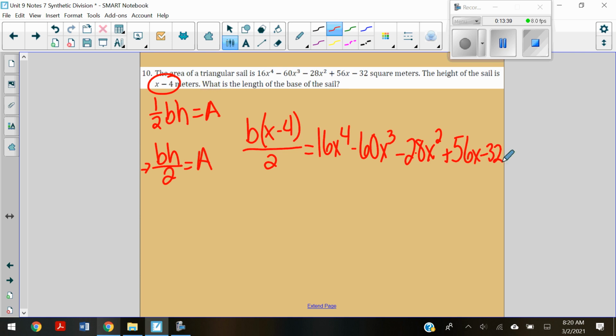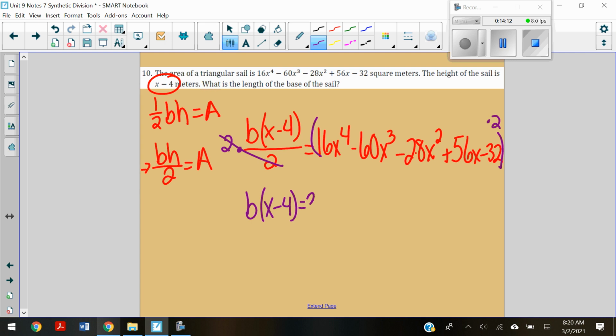That's a long one. All right, so we need to get rid of that divide by 2 on the left side. What's the opposite of dividing by 2? Yeah, multiplying by 2. So we're going to multiply both sides by 2. So the left side becomes b times x minus 4. And the right side, I have to multiply every term times 2. When I multiply a term times 2, the only thing that changes is the coefficients, not the exponents. Okay, this shouldn't be a squared. This should be a times 2.